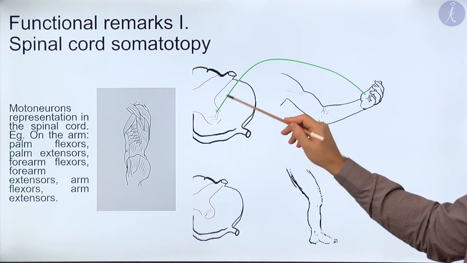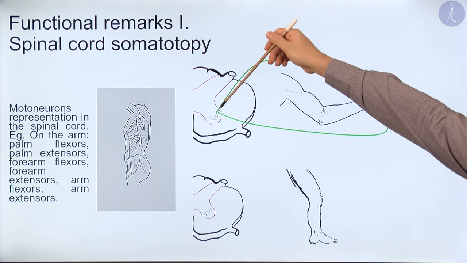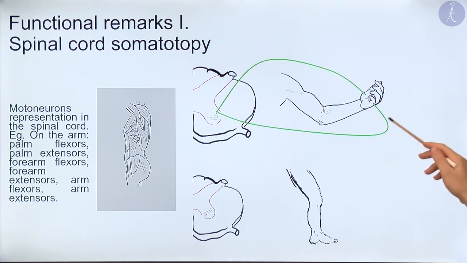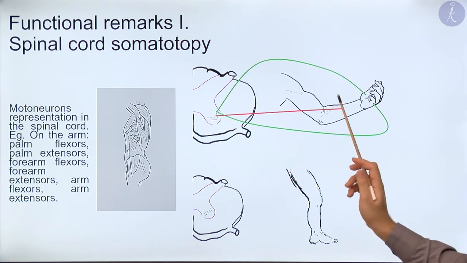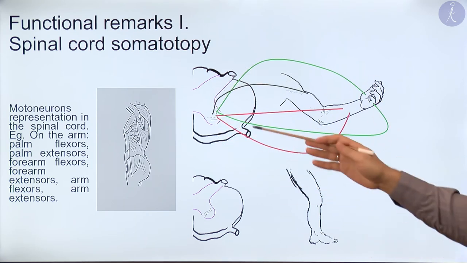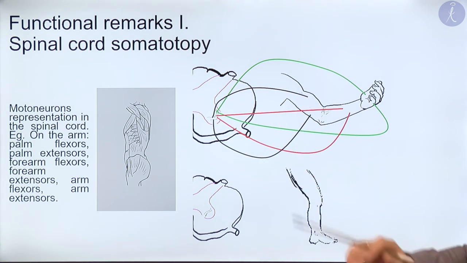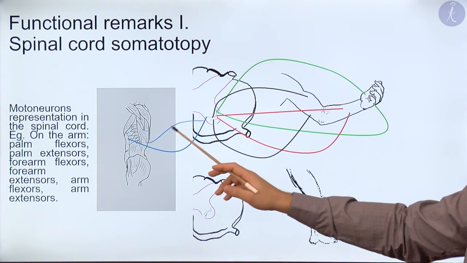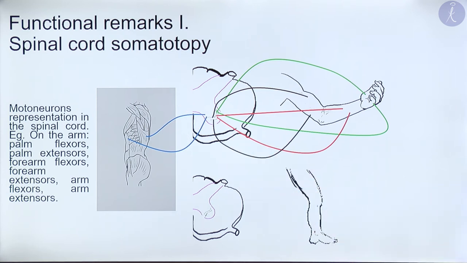lower motor neurons innervate the flexors of the hand. One step medial, or forwardly, the motor neurons innervate the extensors of the hand. Then the next population of neurons innervate the flexors of the forearm and after that the extensors of the forearm. If I move more medial, I will see the extensors and flexors of the upper arm. And finally, I see the flexors and extensors innervation of the trunk.